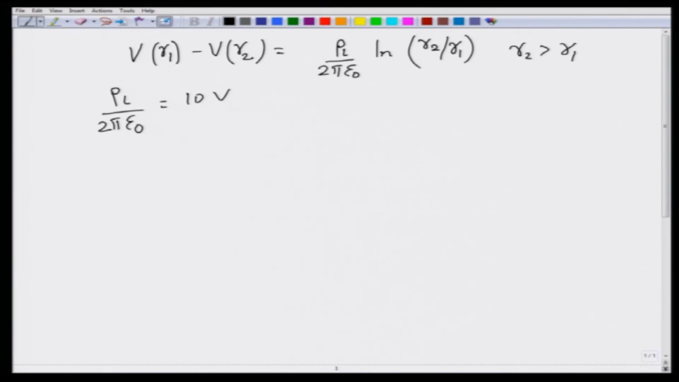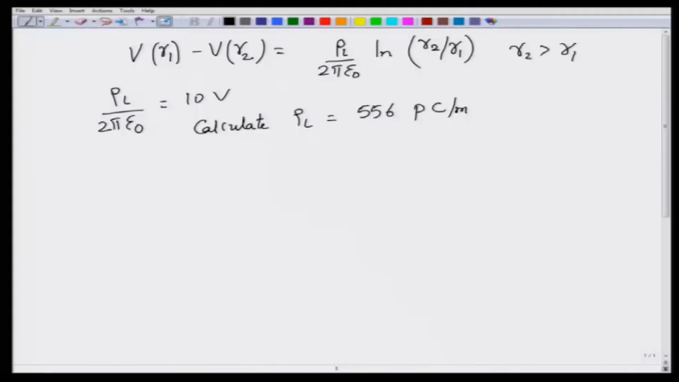From this expression you can calculate the value of rho L and it will turn out to be 556 picocoulombs per meter, pico standing for 10 to the power minus 12. Now let us say I want to find the radial distances which all correspond to the same potential, with a potential unit of 5 volts, that is, I want to find the constant potential contours which all differ by 5 volts.